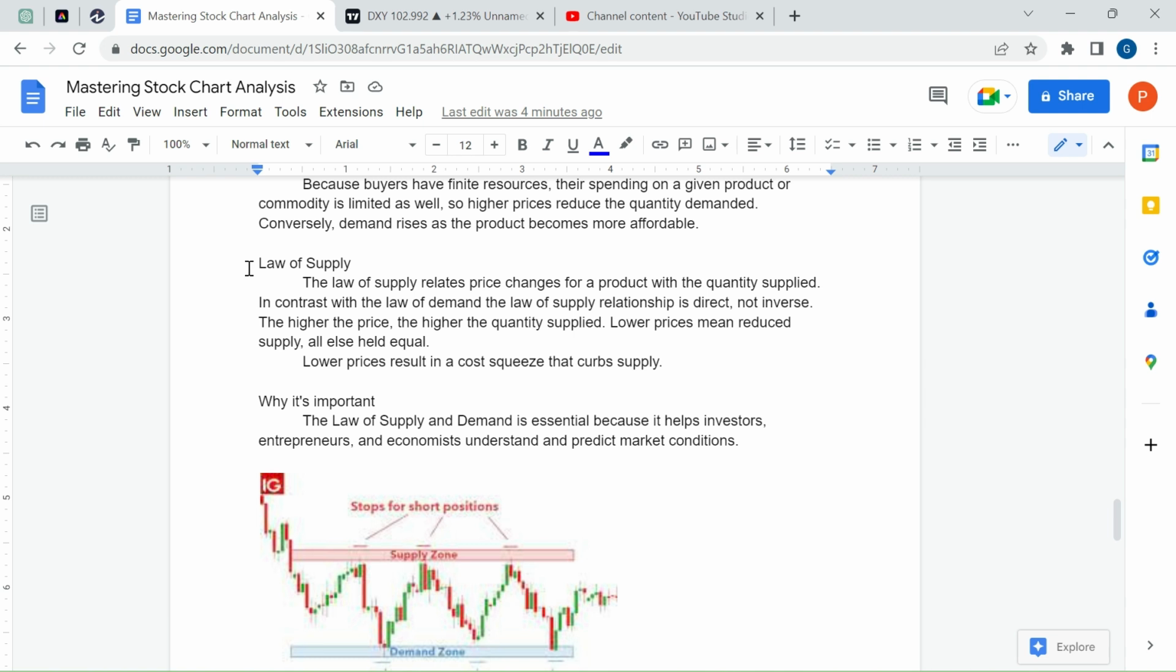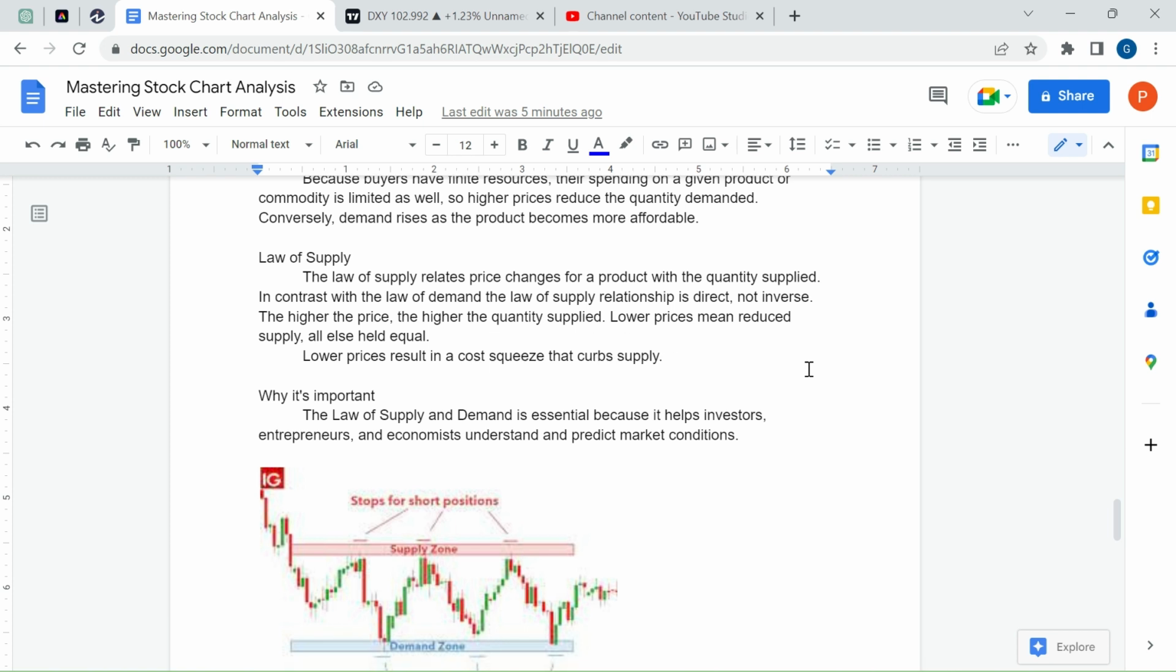So, the law of supply. The law of supply relates price changes for a product with the quantity supplied. In contrast with the law of demand, the law of supply relationship is direct, not inverse. The higher the price, the higher the quantity supplied. Lower prices mean reduced supply, all else held equal. So, an important thing to remember, lower prices result in a cost squeeze that curbs supply.